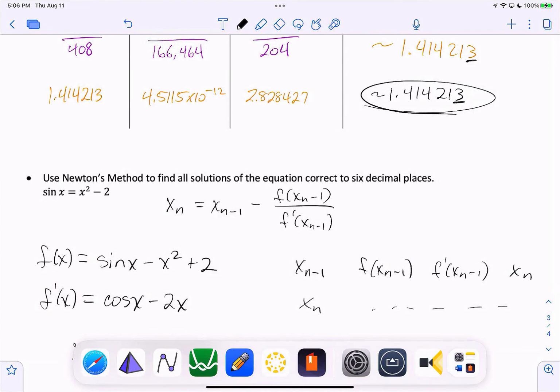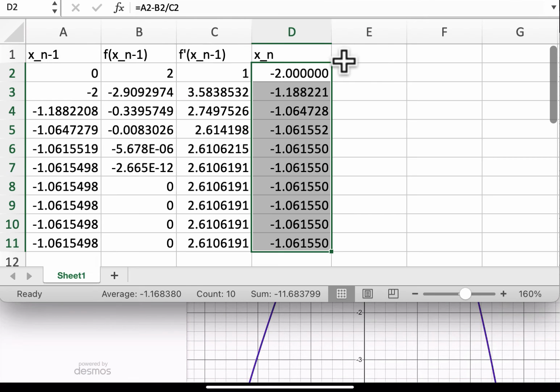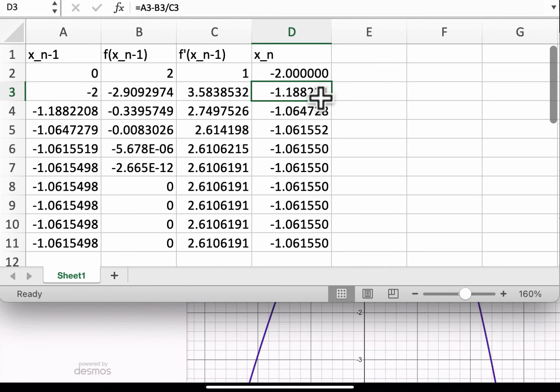Now, if we look at the graph of y equals the sine of x minus x squared plus 2, we can see that there are 2 solutions here. One is negative, we found that one, and one is positive, and it looks like it's near 2, but I'm going to go ahead and pick x equals 1. What we did before, we picked x equals 0, right? Tangent line 0, tangent line 0. So that thing converged. It took 1, 2, 3, really 4 steps before we had the answer there.